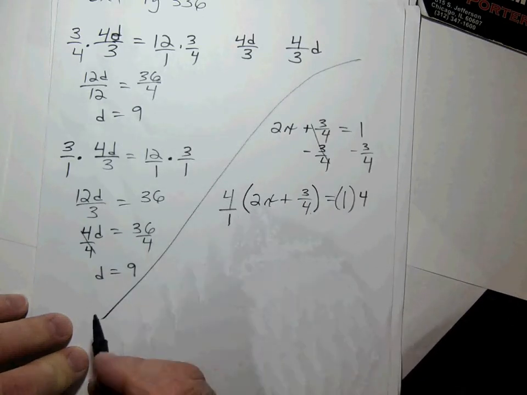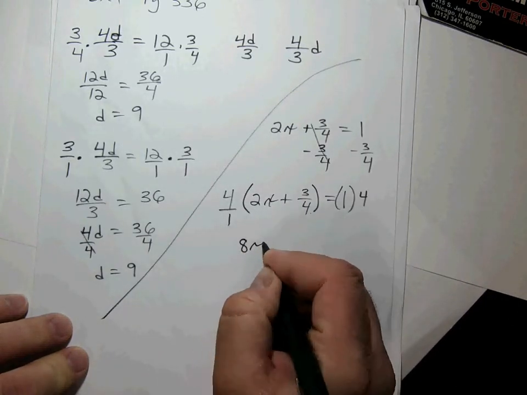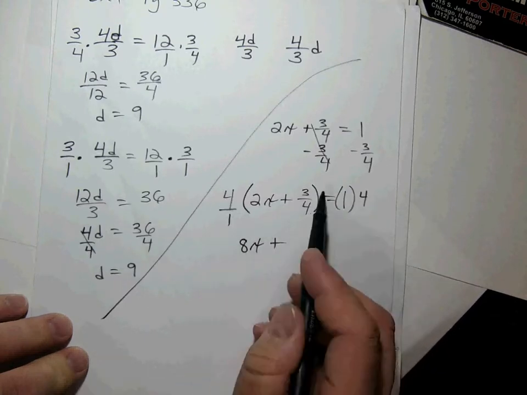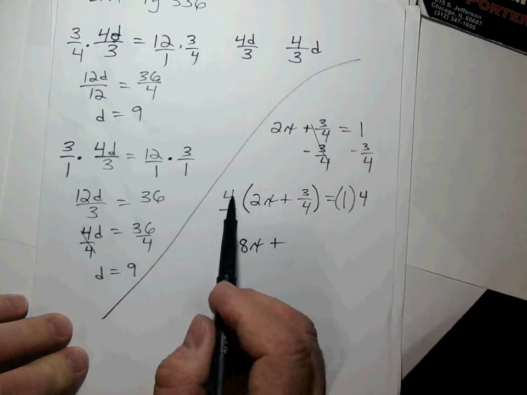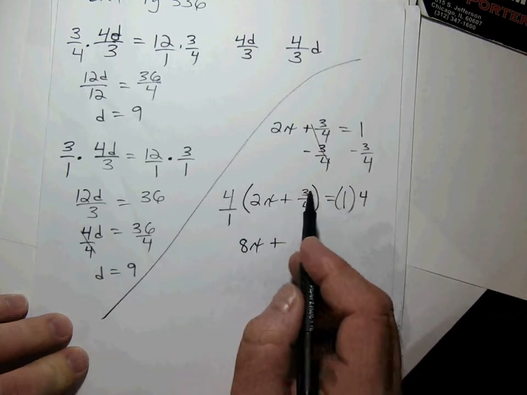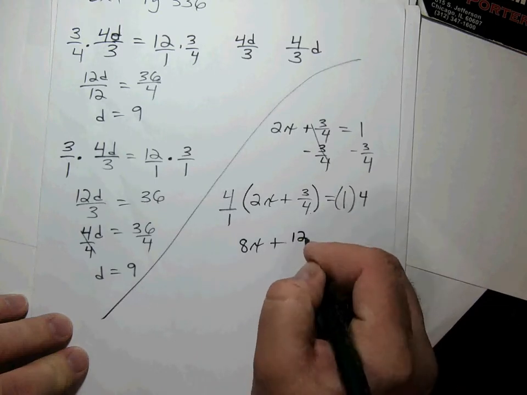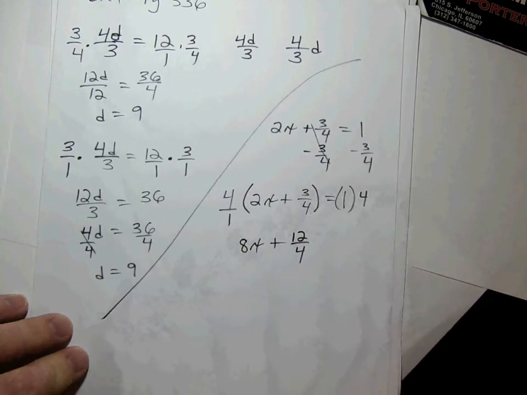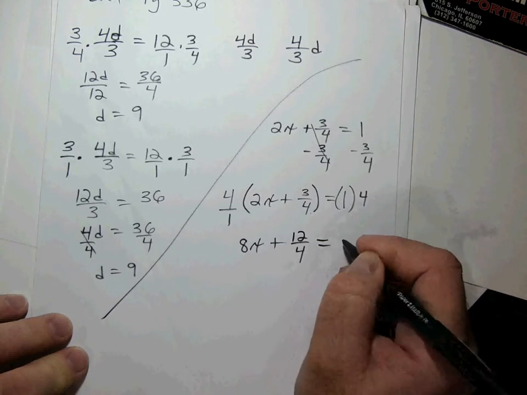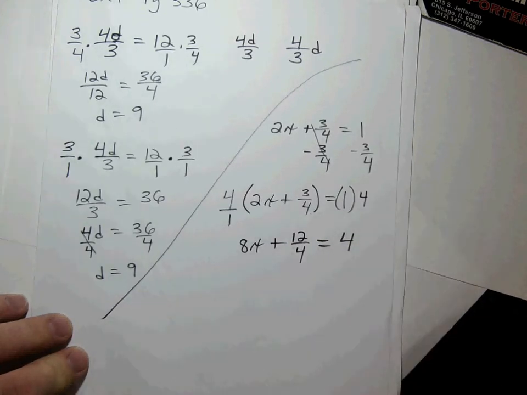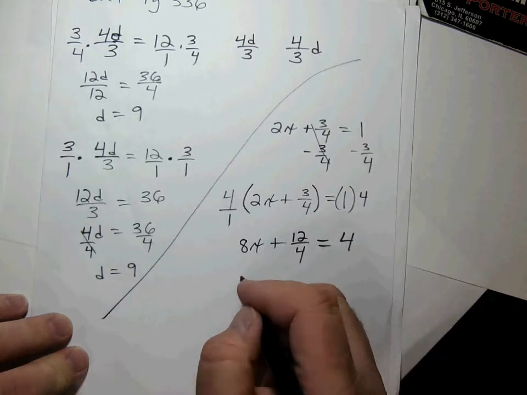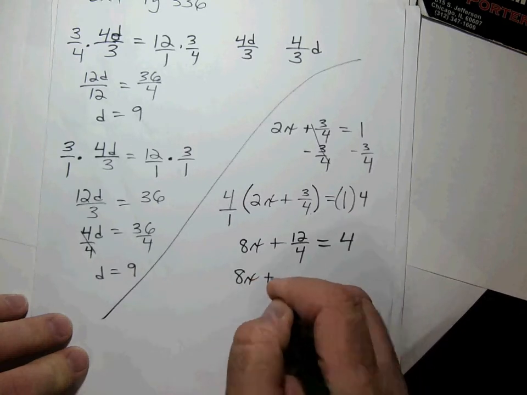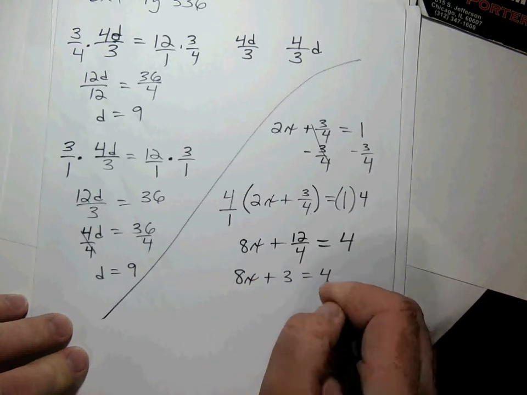4 times 2x becomes 8x, and 4 times 3/4, you can see ultimately those 4's are going to cancel, but I won't do that quite yet. It's going to be 12 over 4. 4 times 3 is 12, numerator only. We had a denominator of 4. Now that side becomes 4. So we really have 8x plus 3 equals 4.